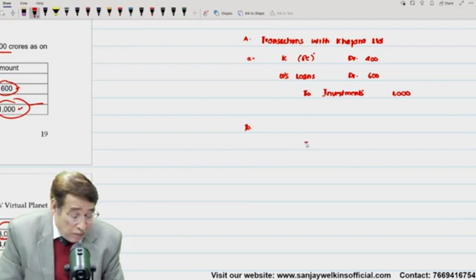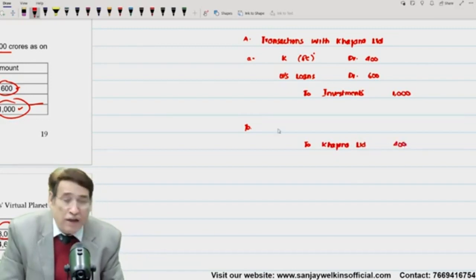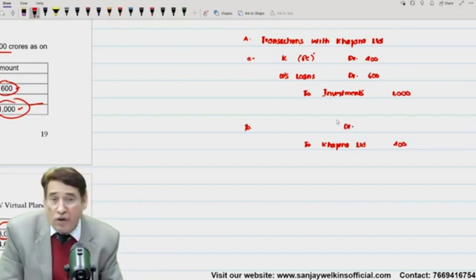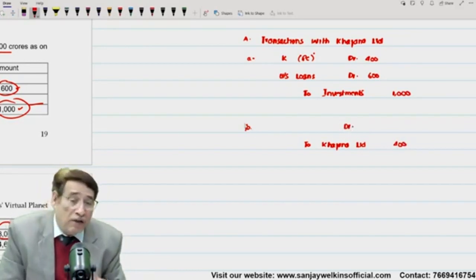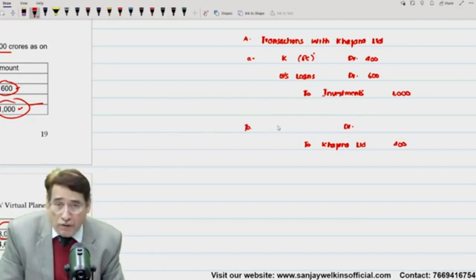Anyway, Khazana Limited is making the payment for purchase consideration. It will make the payment, no doubt about that. I am going to write first of all here by Khazana Limited. Khazana Limited is supposed to pay us 400. This is what we have written in our books. But the problem is that consideration is not received by us. Consideration is being received by members. So that means it is a sort of loss to us.